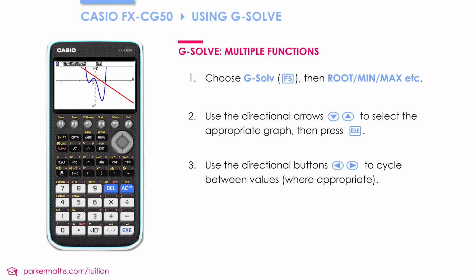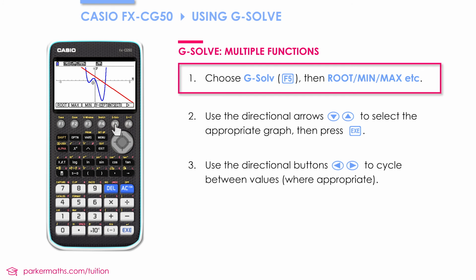Finally, I'd like to show you the difference it makes if you've got two curves on the screen and you want to use one of the previous functions we've looked at. For example, to find a root, I go into gsolve and root like I did before. But notice that now one of the curves is flashing. That is the currently selected curve. If I was to press EXE right now, I would have selected the blue curve to find the roots of.